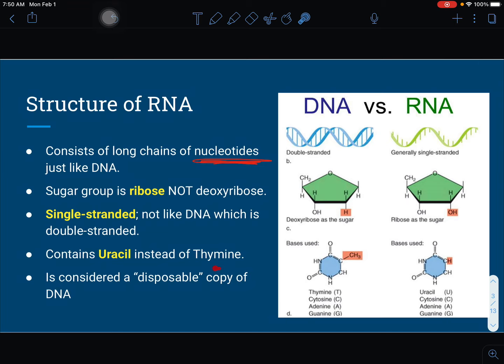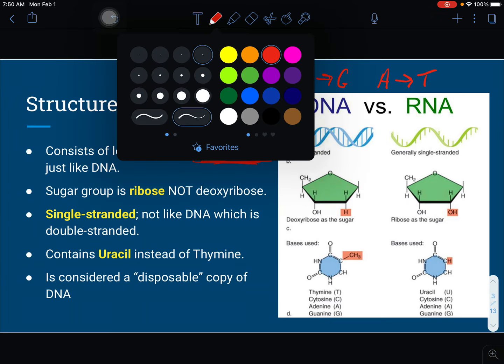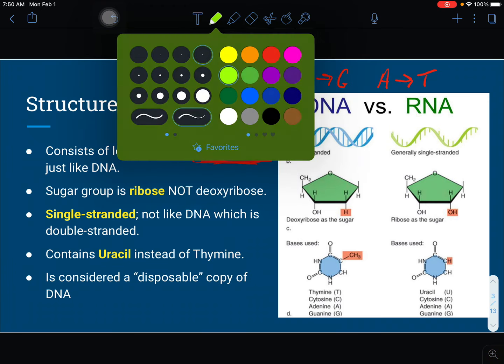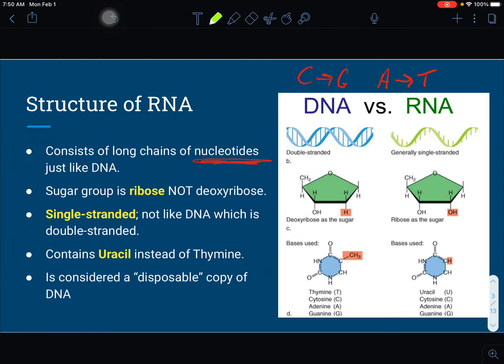And instead of there being thymine, we have a different nitrogenous base, or nitrogen containing base, called uracil. So it's still Chargaff's rule, and Chargaff's rule said that for every C there's a G, and for every A there's a T. Well, that's true with DNA. However, when we get to RNA, for every A now there's going to be a U. So we replace the T with a U.